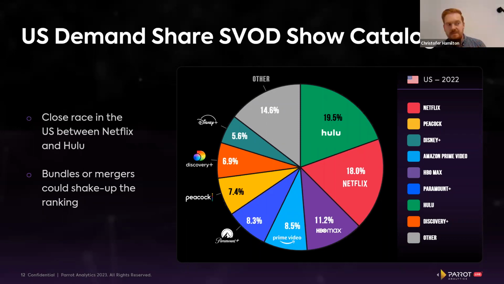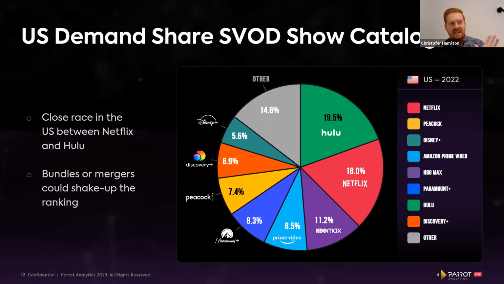And when we look at it from this perspective, we can see that Hulu's in the lead, had a 19.5% share of demand for all shows available on SVODs in the US for the year, and that came out ahead of Netflix. So these two platforms have actually been neck and neck, swapping back and forth first place throughout the years as we've been tracking this, but Hulu ended up on top for 2022.